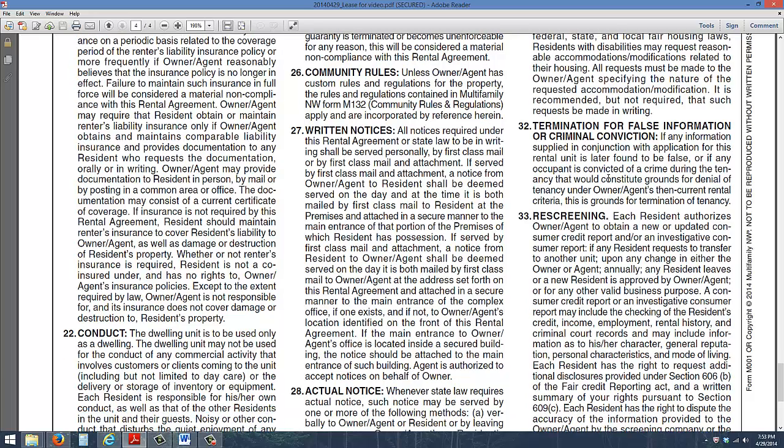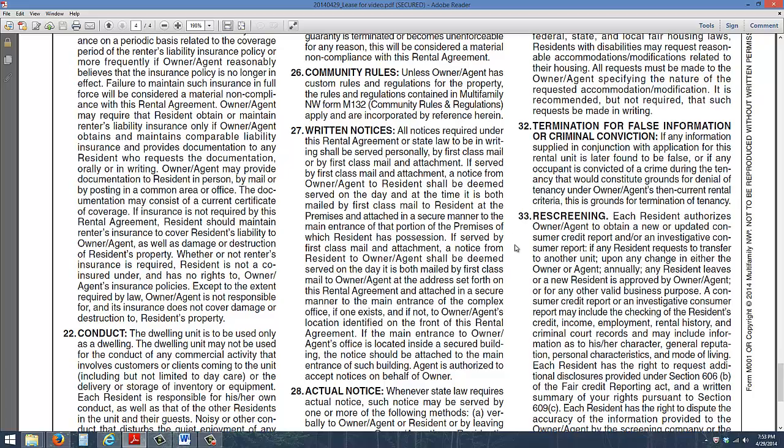Section 32 has to do with termination for false information or criminal conviction, meaning if we find out that you lied or had incorrect information on your rental application, or if you've been convicted during your tenancy of a criminal conviction that we would prohibit, then we can terminate your rental agreement.